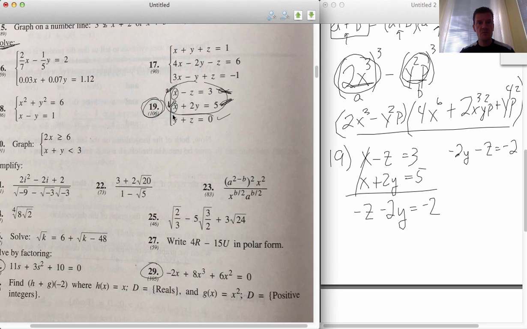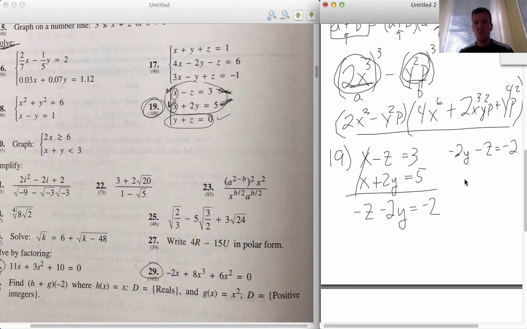And I'm going to take this one right here that has a y and a z in it. So y plus z equals 0. And this is beautiful because I have everything lined up, and I notice that the z's are opposite. I'm going to add them together. So negative 2y and positive 1y is negative 1y.